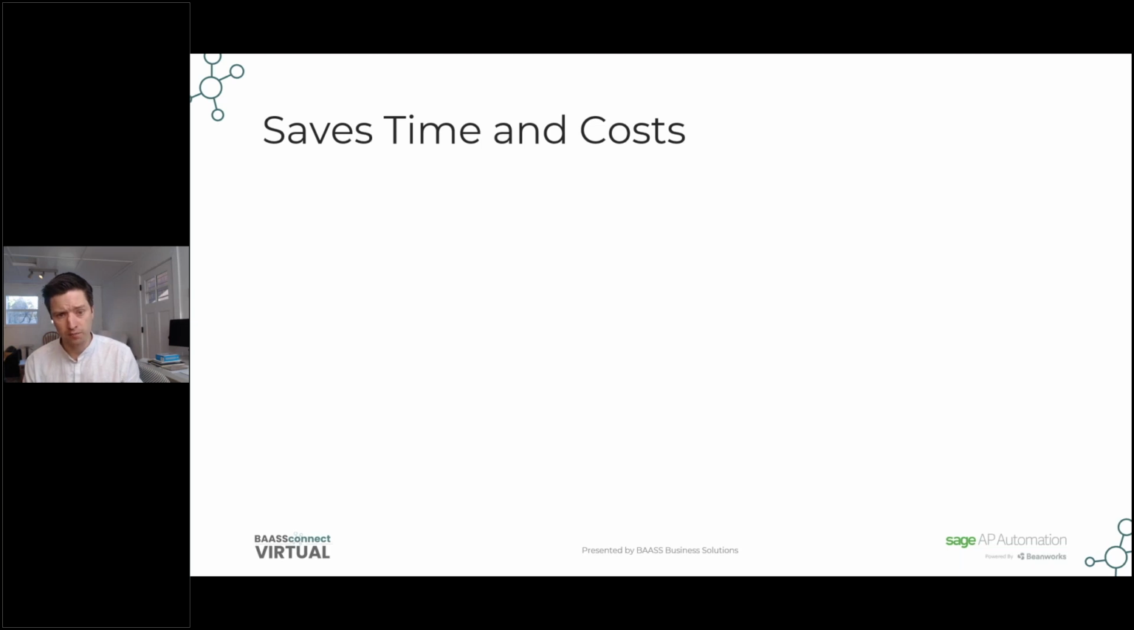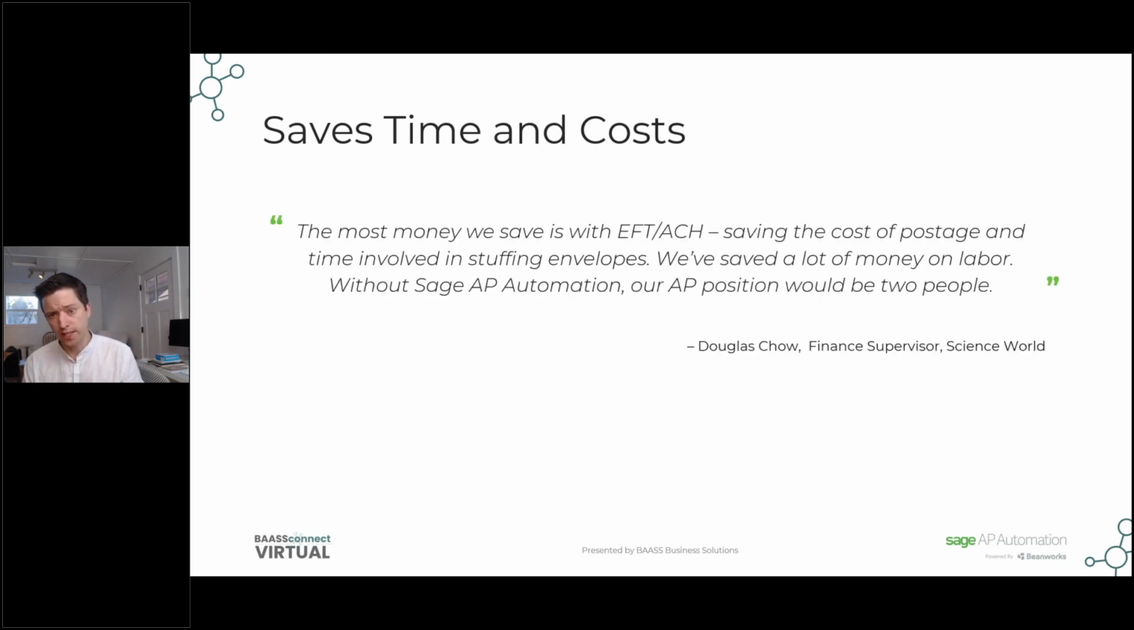Here's a quick quote from one of our Sage 300 customers, Science World, who we are releasing a case study for this week. Douglas Chow, the finance supervisor there, says that the most money they saved through moving onto the platform was through virtual payments, as they no longer need to spend the time stuffing the envelopes and adding postage. And he also stated that they would need another whole employee or FTE if they weren't on the solution today.